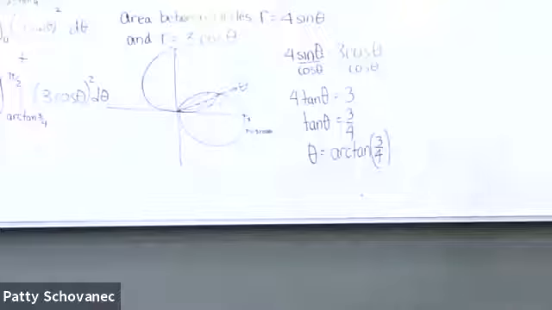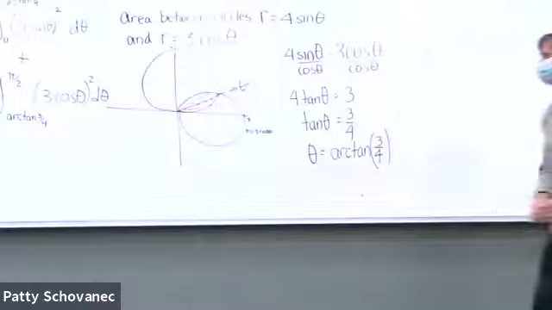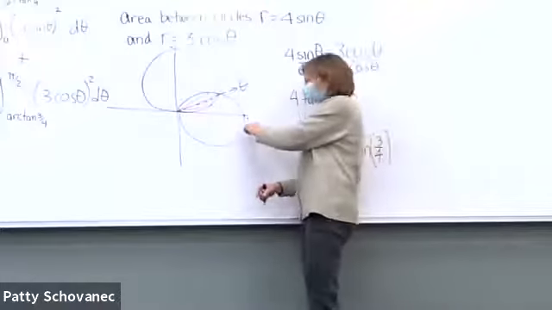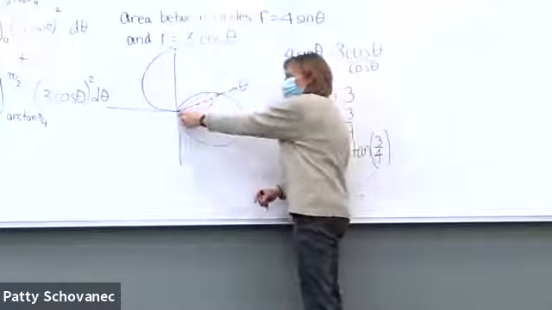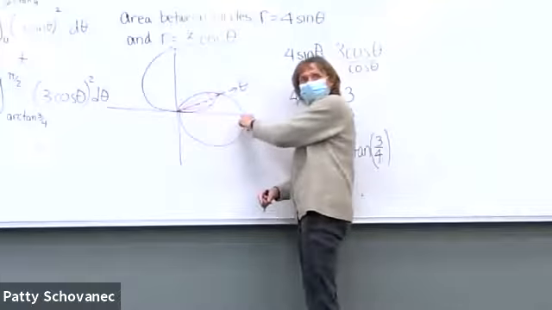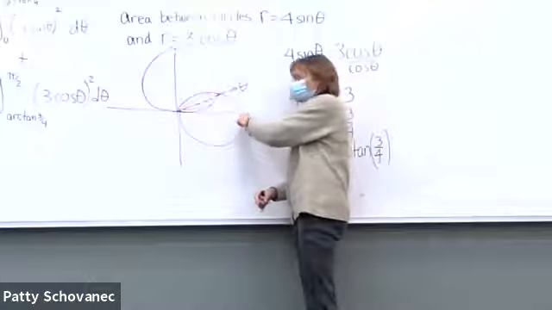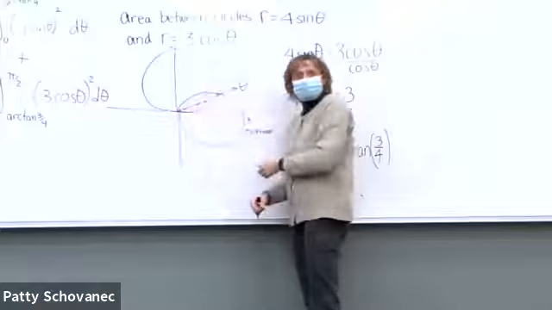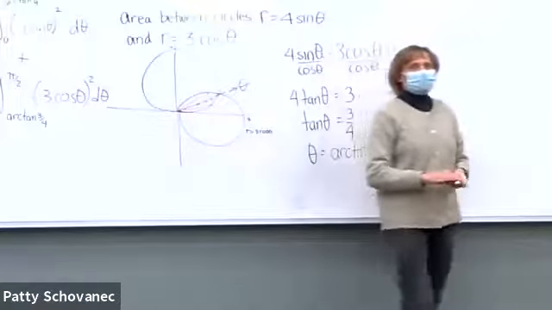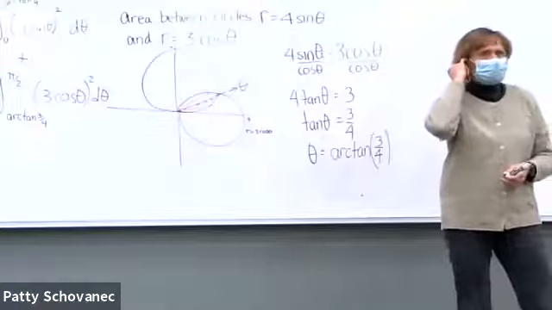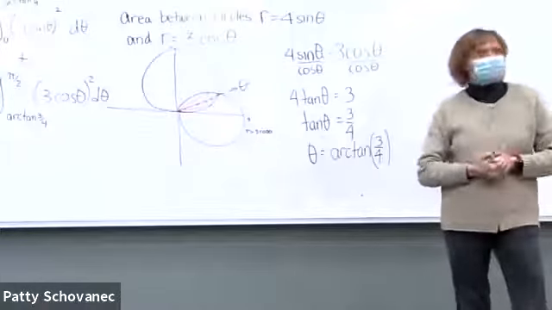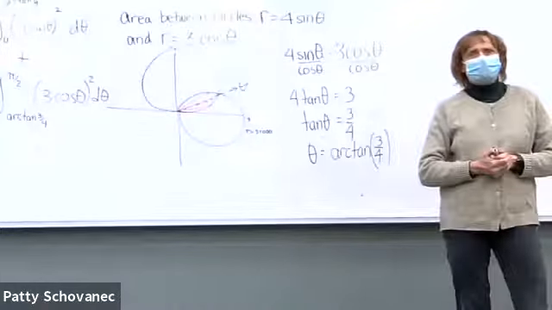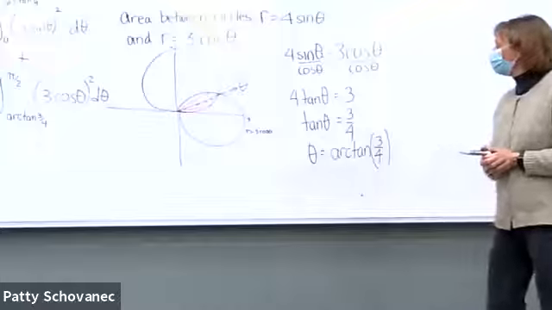Is that okay? How did you know it was pi over 2 just by looking at it? Well, just look at the cosine curve. It closes, right? Cosine of 0 is 1 here. Cosine of pi over 2 puts me back to 0. So it closes because cosine of pi over 2 is 0. Okay? Okay.